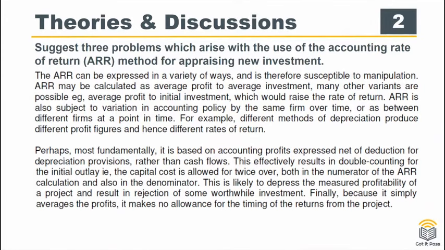ARR, first of all, is susceptible to manipulation, as we said before in the mind map, because ARR means the average profit to average investment. Please remember this. Accounting rate of return is calculated as average profit to average investment. It's very important to remember because when you are asked to calculate ARR or return on capital employed, you base it on this formula: average profits divided by average investment.